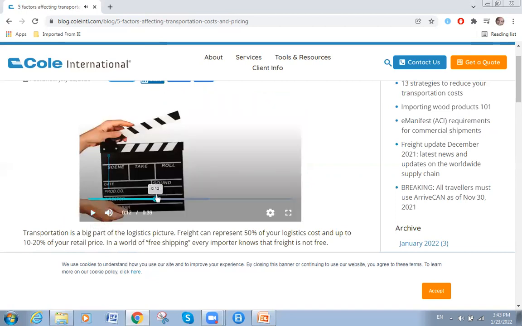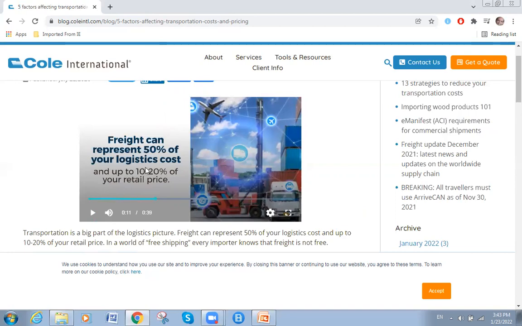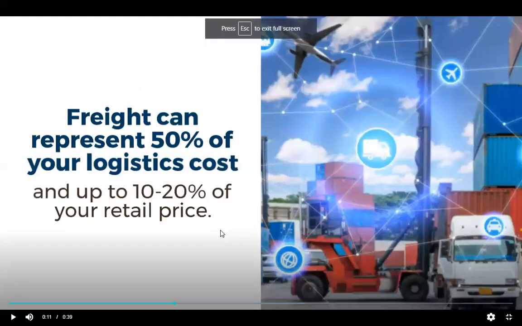So here we go, freight can represent 50% of your total logistic costs. We are talking about the world, we are talking about the global. So the freight is like 50% of your logistic cost. Okay.